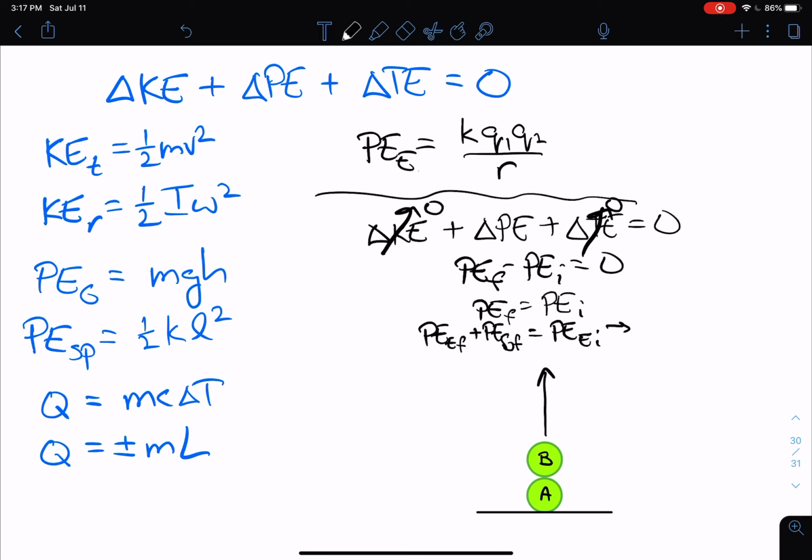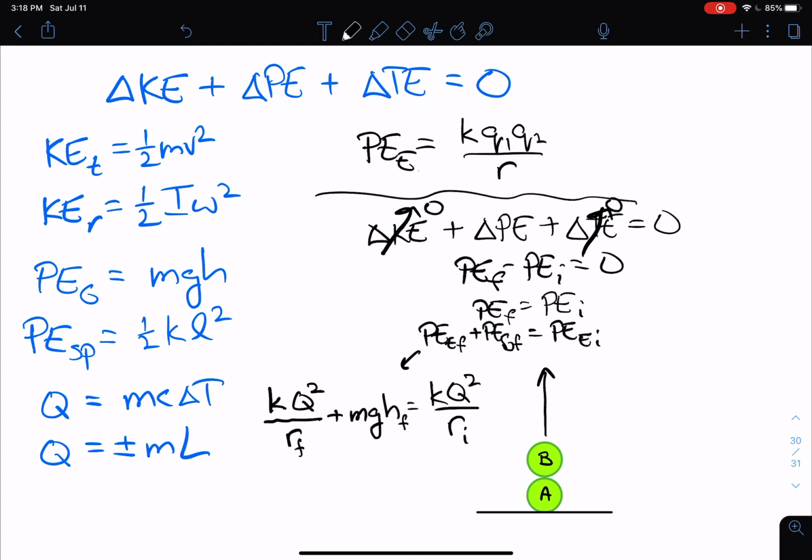So what does that all look like? It's going to look like this. I'm going to have k. Since they both have the same charge, I'll just call it q squared over r final, plus mg times h, I'm sorry, I said r initial, I mean r final. And this h is the final height, which we're looking for. And then at the beginning, we have kq squared over r initial.